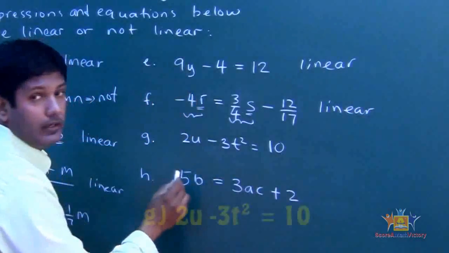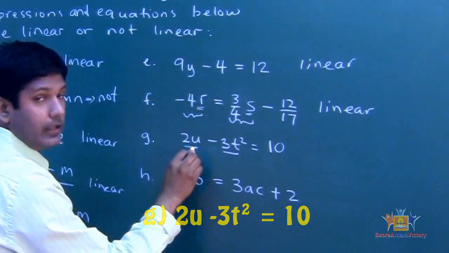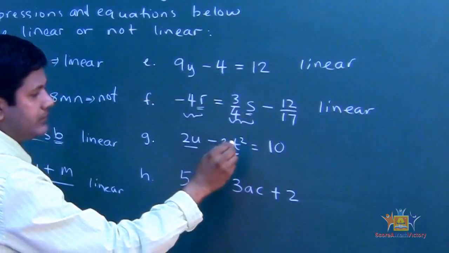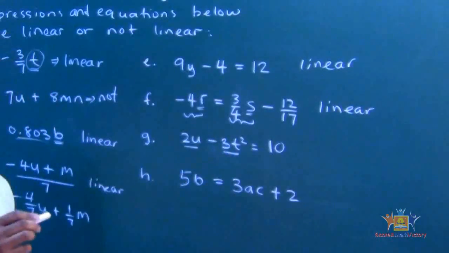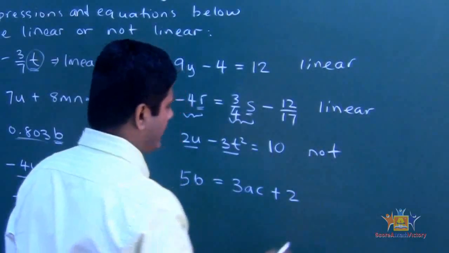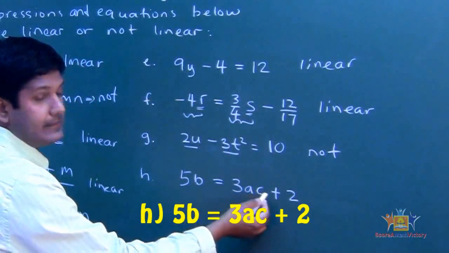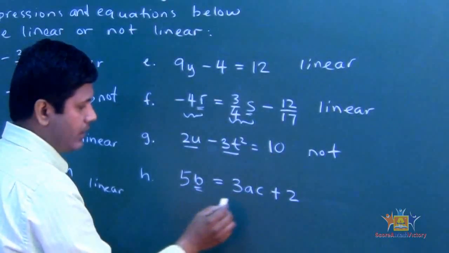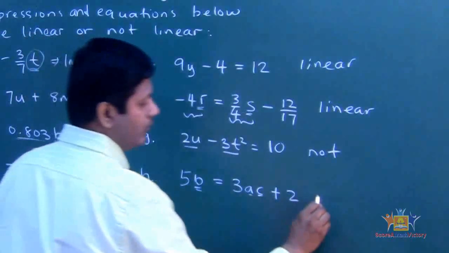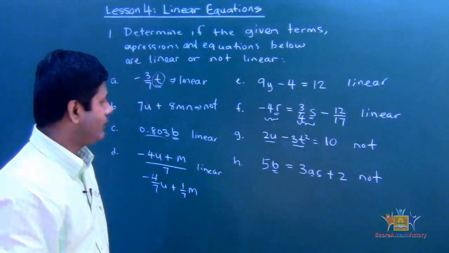Now what about this one? There are two terms. The first one has one unknown, and the second one has two unknowns, because t squared is t times t, and that disqualifies it. So this is not linear. And what about this one? 5b equals 3ac plus 2. One unknown, two unknowns. See that? That is also not linear. Pretty easy, isn't it? Very straightforward.